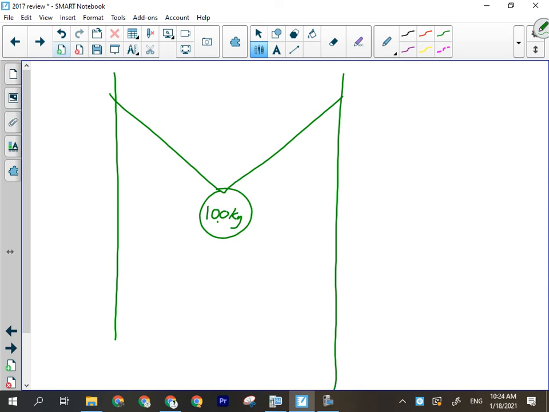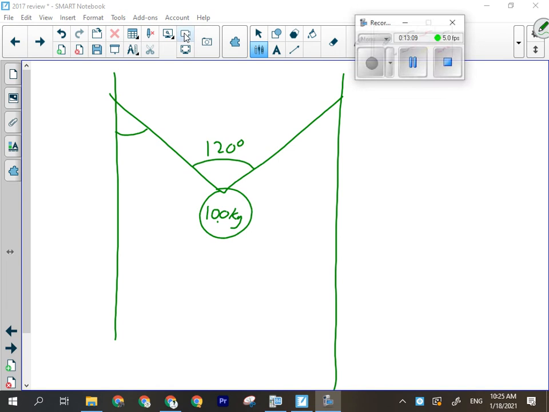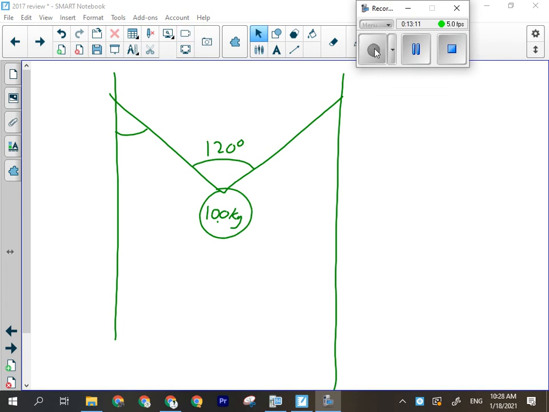Okay, I have a 100 kilogram sign, and it's hanging from these two cables that have an angle of, let's say, 120 degrees between them. I want the tension in each cable. Spoiler alert, it's the same for both cables because they share that common angle in the middle. I'm going to give you guys a minute to think about that one. Okay, so as we were saying, the key thing here we have to realize is that the net force is 0.